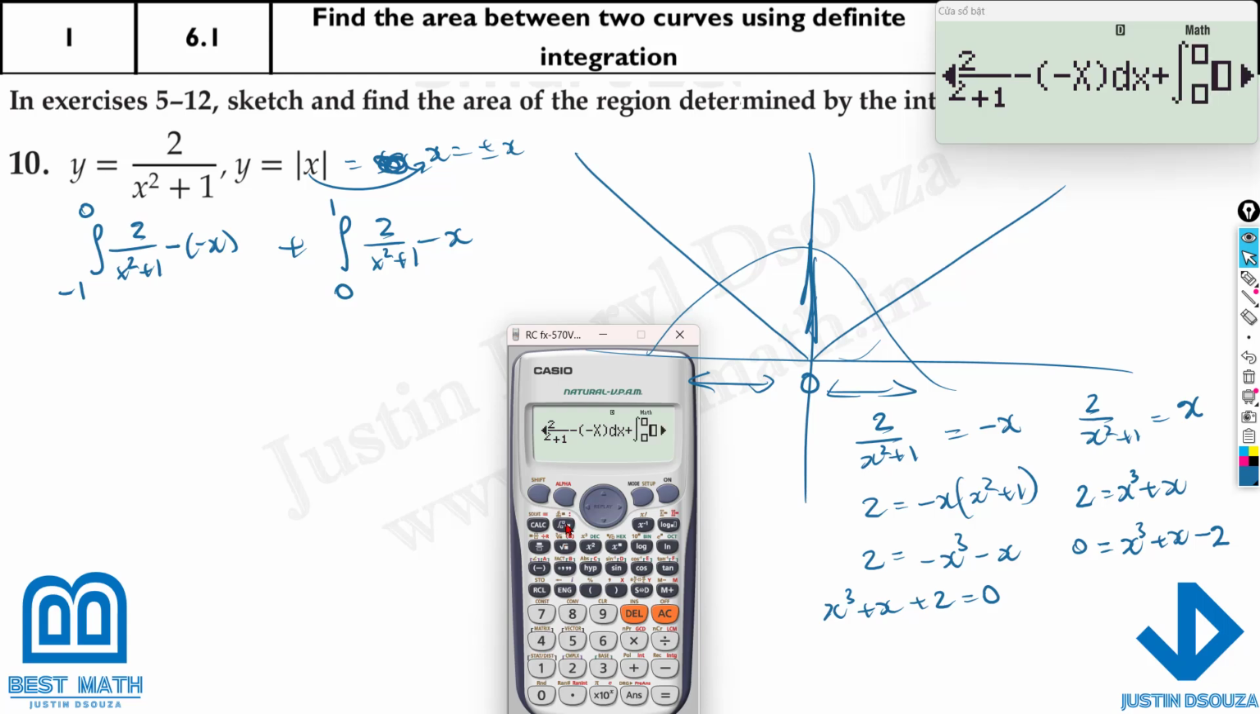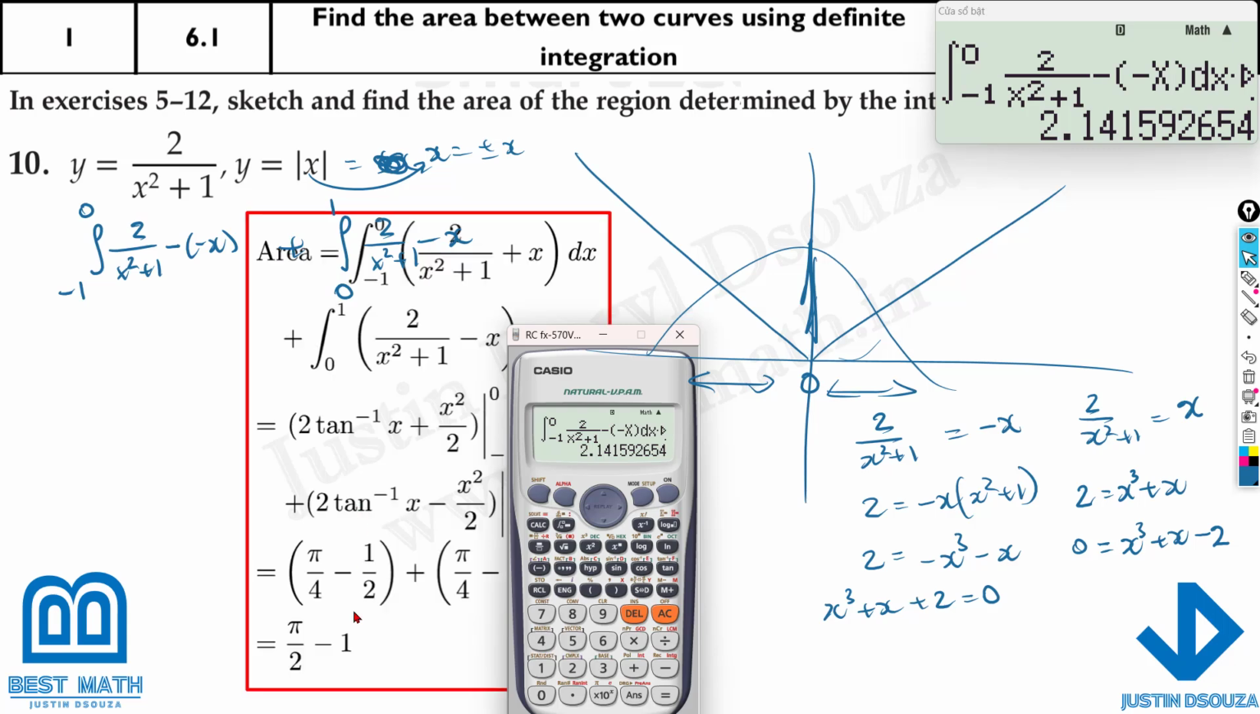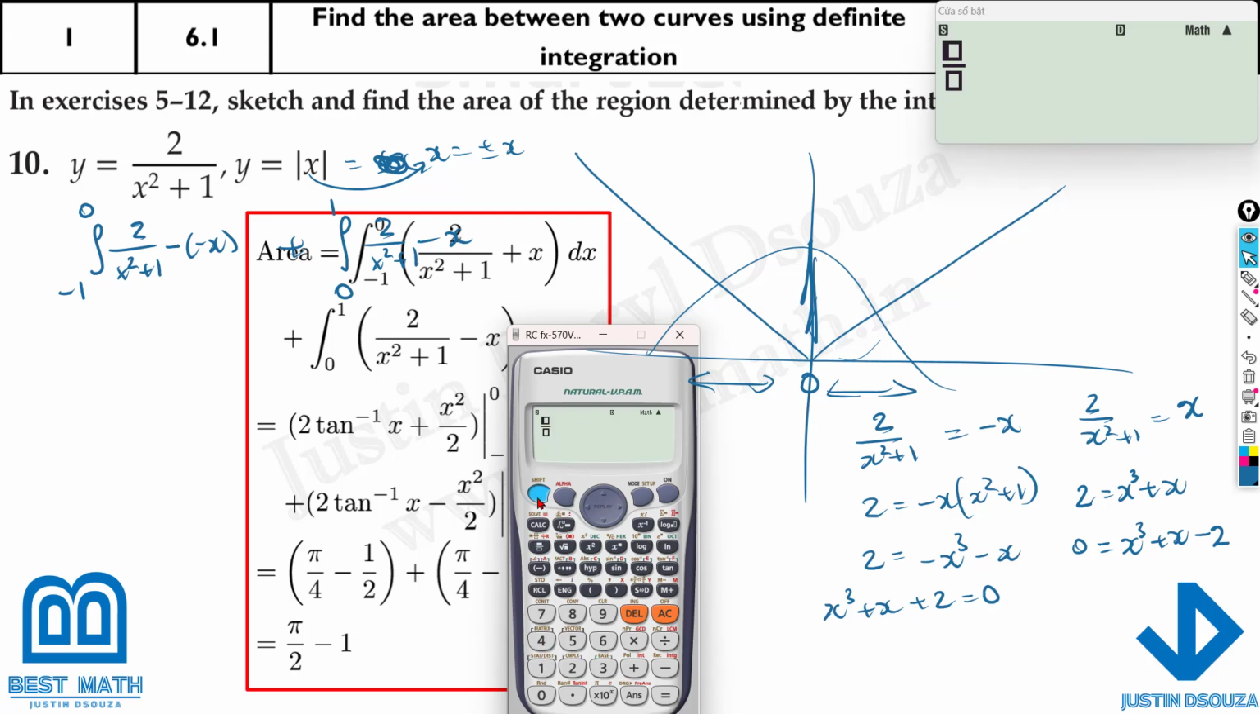Plus, again, the integral of 2 divided by x squared, it's alpha x squared plus 1, and it's minus x only, from 0 to 1. The answer is 2.1415, and you can see it. Just write it down. I'm going to keep it in my mind, but you can write it down. And here it is pi divided by 2 minus, here we have pi by 2 minus 1.